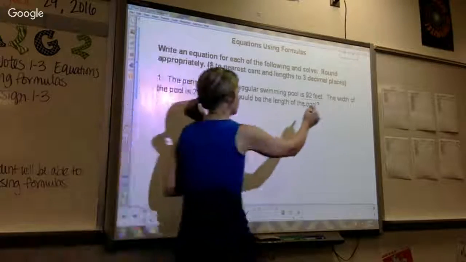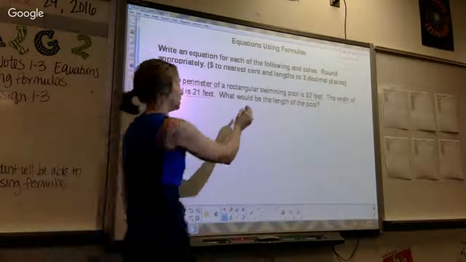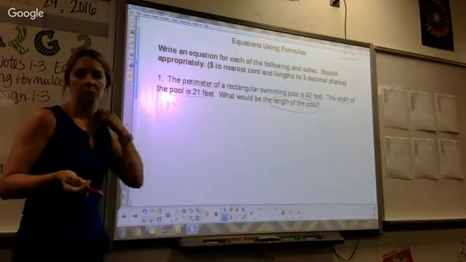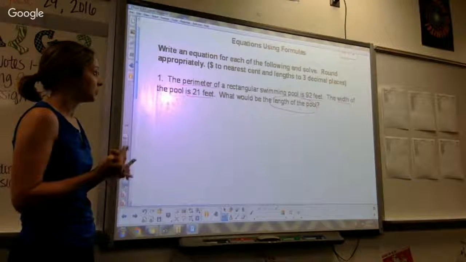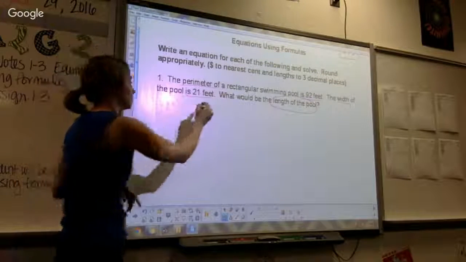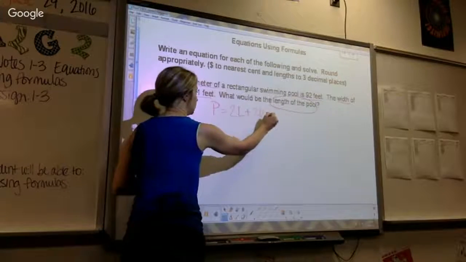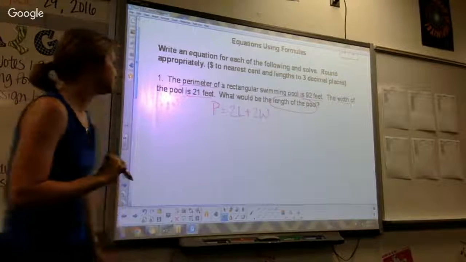Okay, so number 1, it says the perimeter of a rectangular swimming pool is 92 feet. The width of the pool is 21 feet. What would be the length of the pool is what you're trying to find. So if you look at your formula chart, you're wanting to find the perimeter of a rectangle. So it's P equals 2L plus 2W because you're adding all the sides and there's 2 lengths and 2 widths.